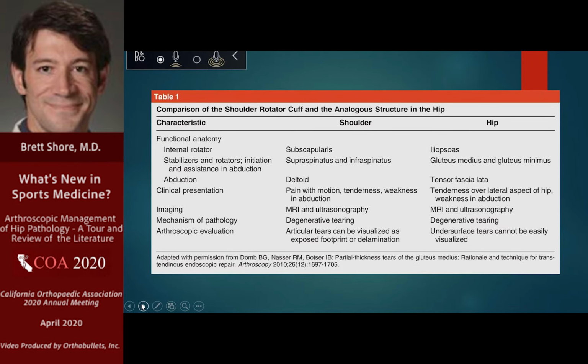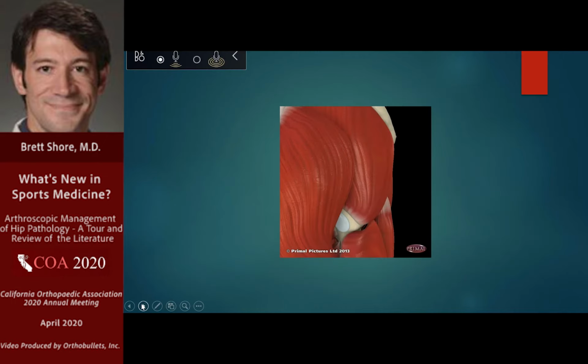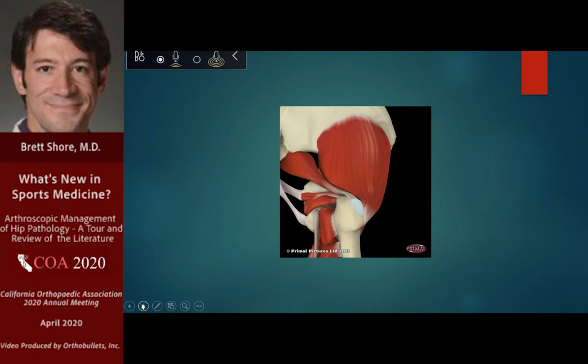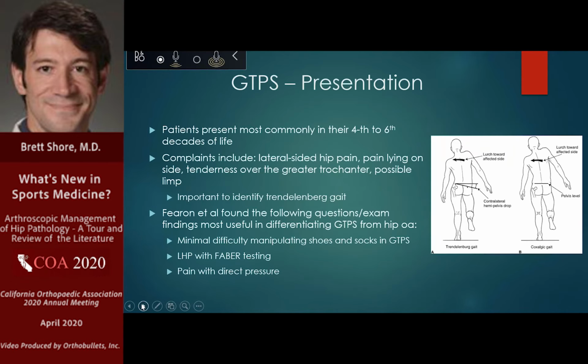Again, this is just a summary of some of the analogies or analogous structures between the rotator cuff and the hip. This is just a quick review of the anatomy, piece by piece.